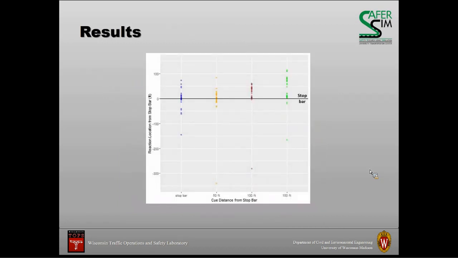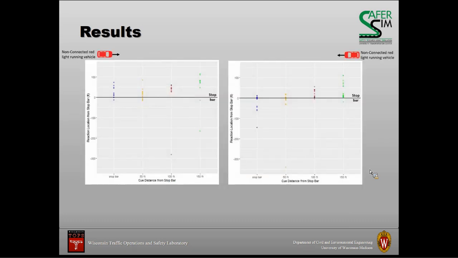Now for our results. Each driver reacted differently when they were exposed to an imminent collision scenario with a red light running vehicle. This figure shows the location of the reaction from the stop bar when each driver was approaching each event. And similarly, these two figures show the location of reaction from each side of travel by the red light runner.